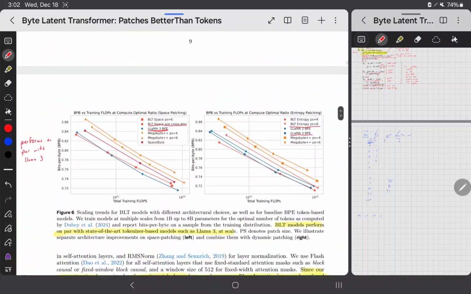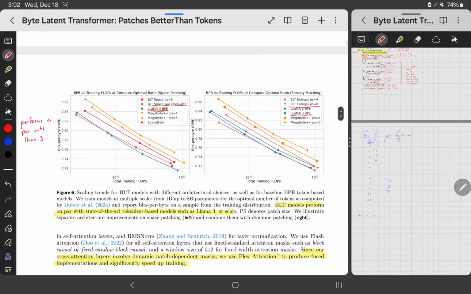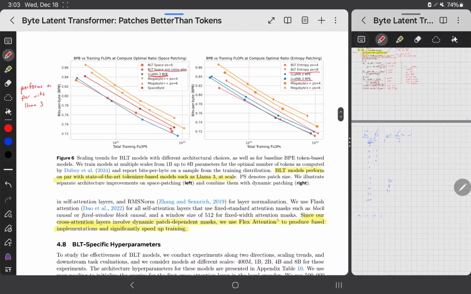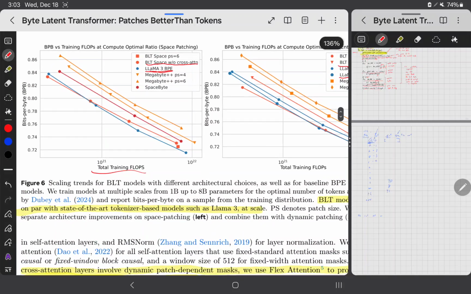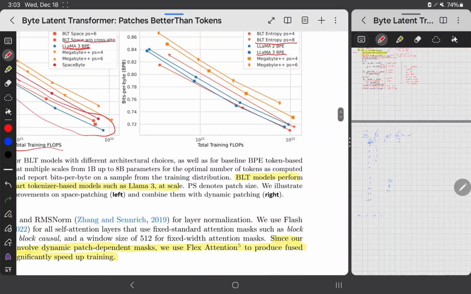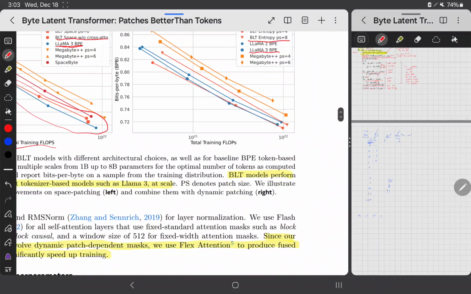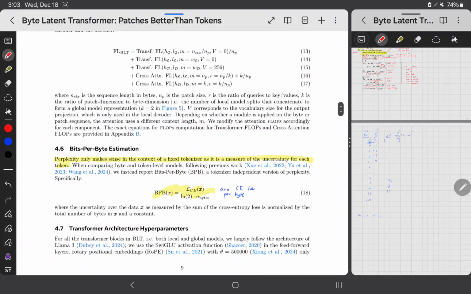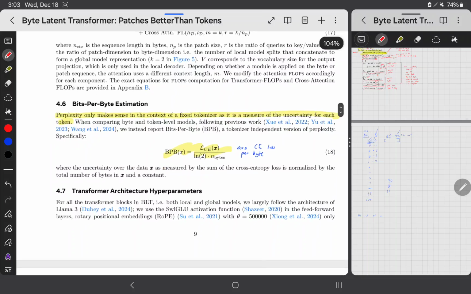Basically, the idea is that it is competitive or slightly better in most cases. So we look at the amount of flops and we see, oh, Llama and BLT are about the same. Cool. Is this for training? Yeah, for training. And we see that here as well. Cool. They're about the same. Nice. They also look at bits per byte estimation.